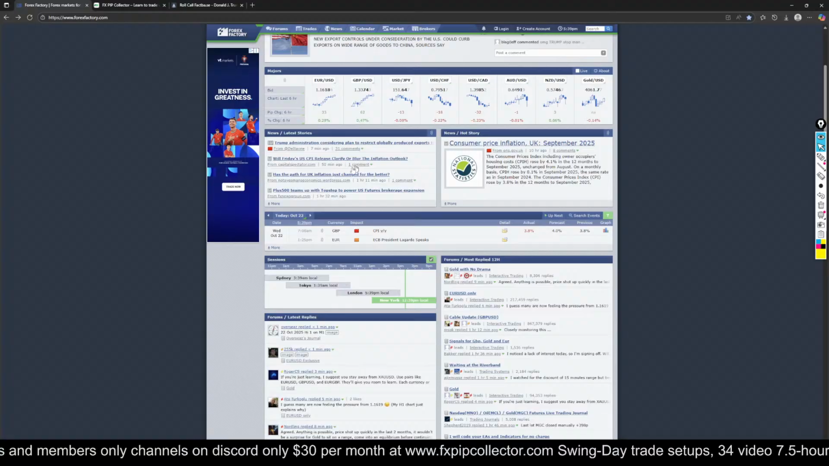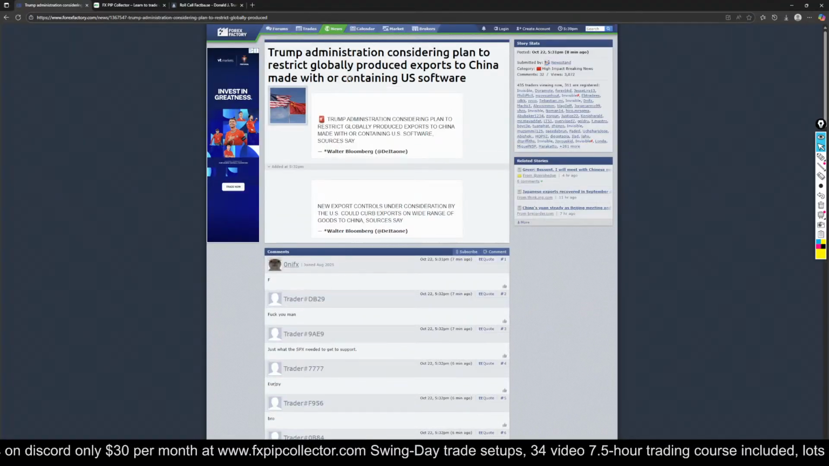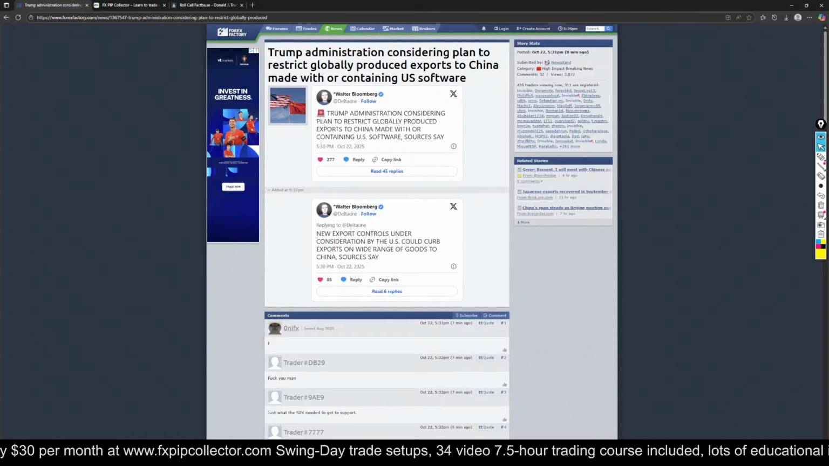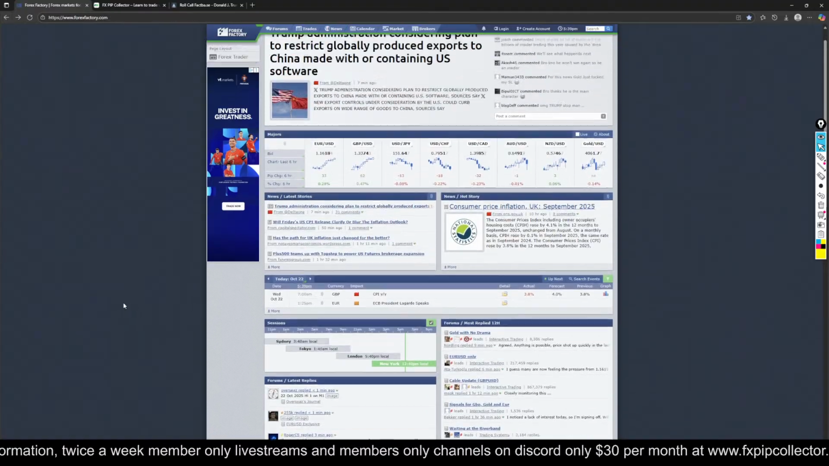That's blurring the inflation outlook. Something right here about the Trump administration. Oh, here we go. Trump administration considering plan to restrict exports to China of global production made with or containing U.S. software. Interesting. A lot going on right now.